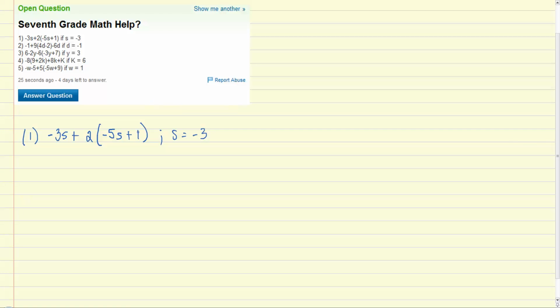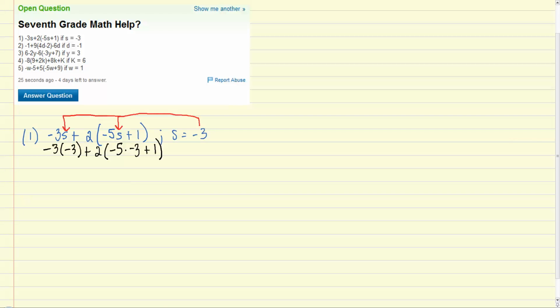Okay, and so all we do is we take this s equal to negative 3, and we're going to plug it in every place that we see an instance of s. And really that's all there is to it. Negative 3 times the quantity negative 3 plus 2 times the quantity negative 5 times negative 3 plus 1. And then from there, it's just a simple order of operations exercise.